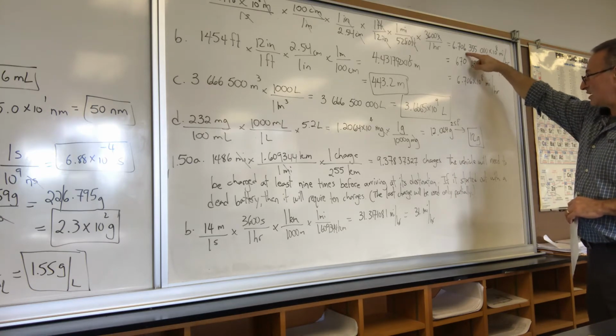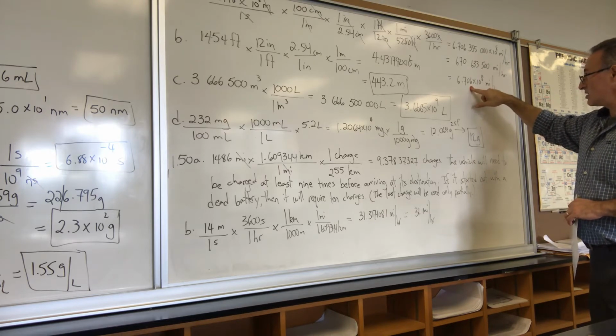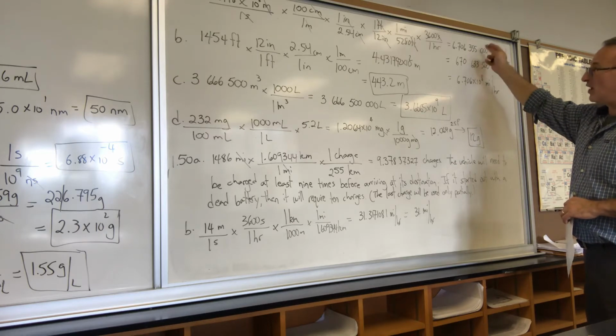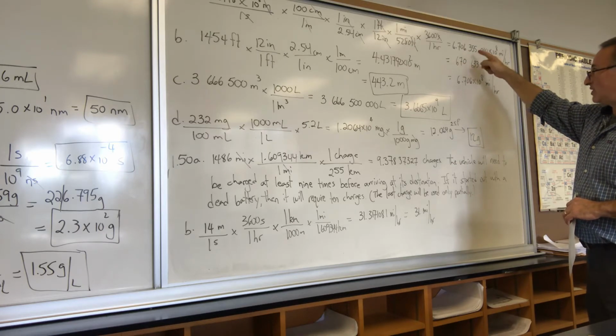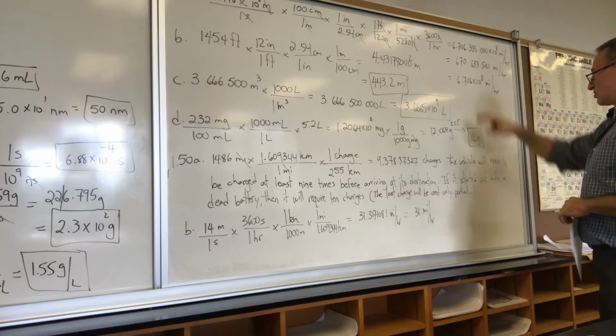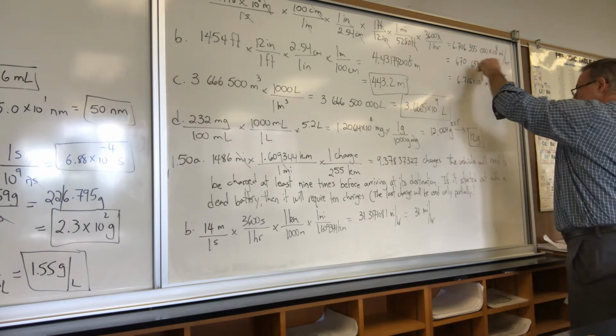The 3 rounds down to 0 because it's closer to 0 than it is to the next number. If it's below 5, you round down to 0. If it's 5 or higher, you round up to the next number. So in this case, we stayed down to 6. So 6.706 times 10 to the power of 8 miles per hour would be your final answer to the correct number of significant figures.